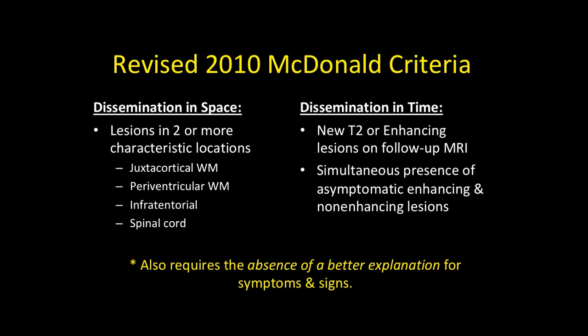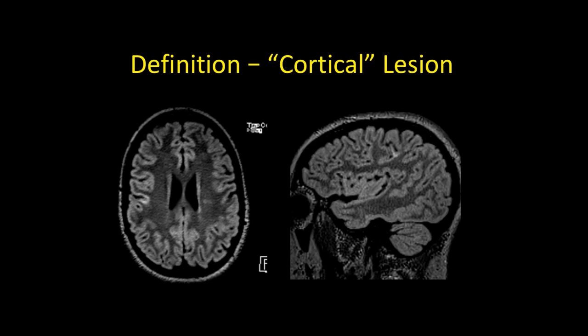So if you think hard enough, you can probably come up with some other etiologies that could fit into the dissemination in space and time criteria, such as vasculitis or embolic infarctions, hemorrhages, or metastases that might have new enhancing lesions or periventricular infratentorial lesions. So now we will go over the definitions of MS-like lesions, mostly by location, to help us not make those mistakes. So the first one are cortical lesions.